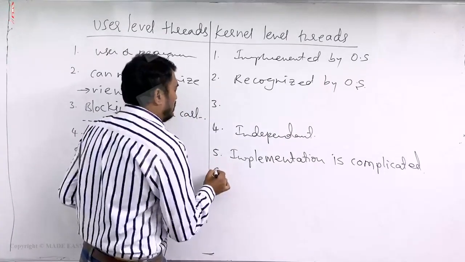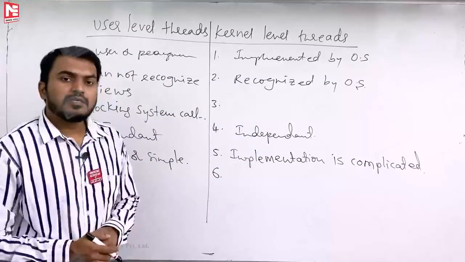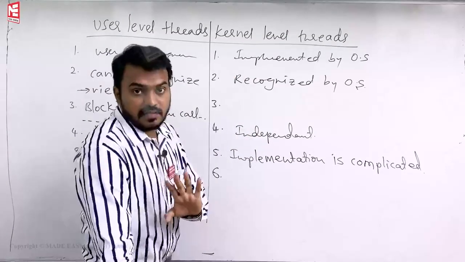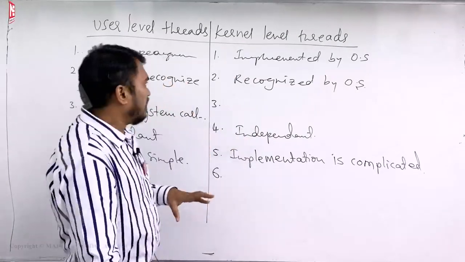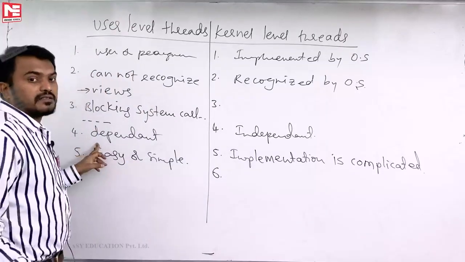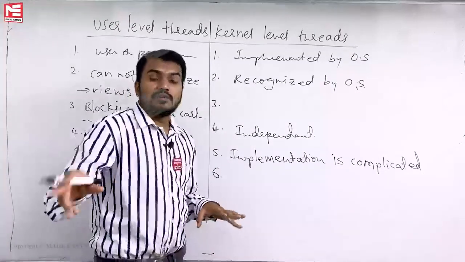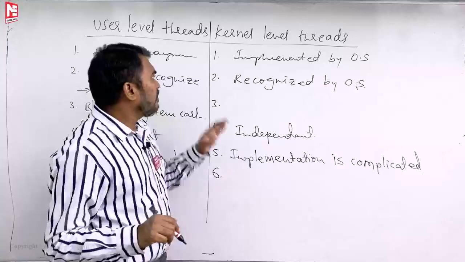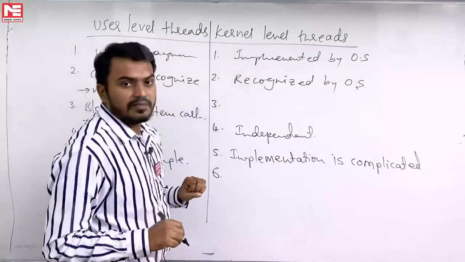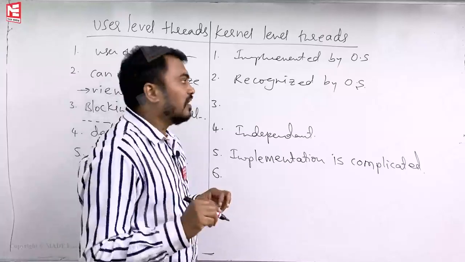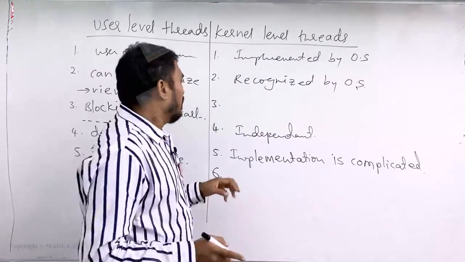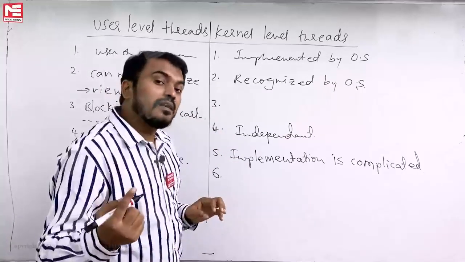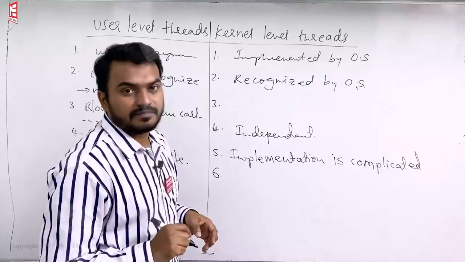And next, now tell me the next point. Think a bit and tell me, I am asking you the question. Kernel level threads are independent threads, and user level threads are dependent threads. So in that case, now observe the context. What does context mean? Context means attributes. If you observe the attributes of kernel level threads and user level threads, tell me, think carefully: which one will have more context? That is the question I am asking.